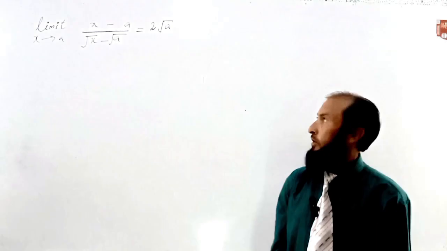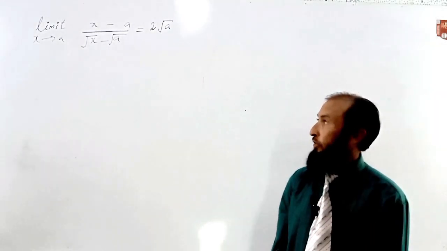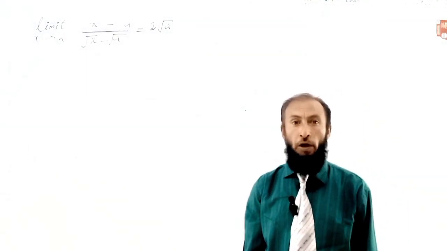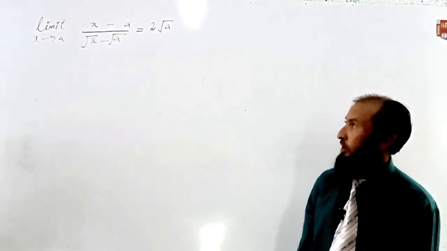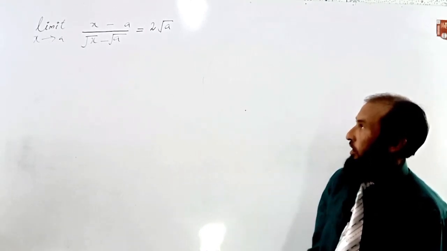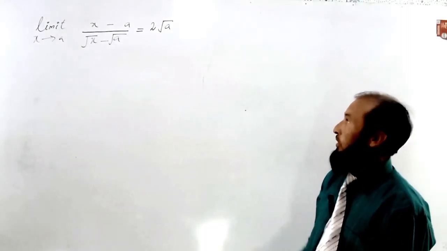Today we will discuss some limits and important rules. We are trying to prove it. We start from the limit as x tends to a of (x minus a) divided by (square root of x minus square root of a) is equal to 2 square root of a.